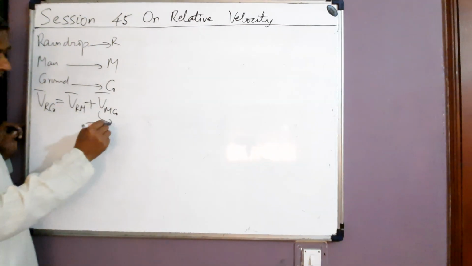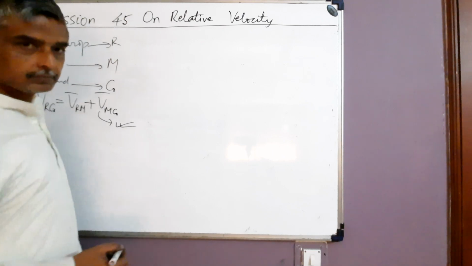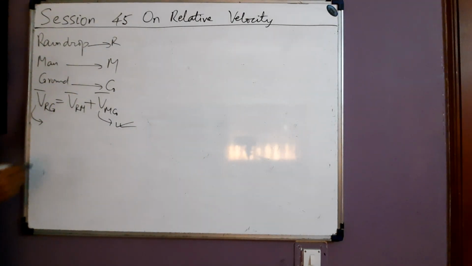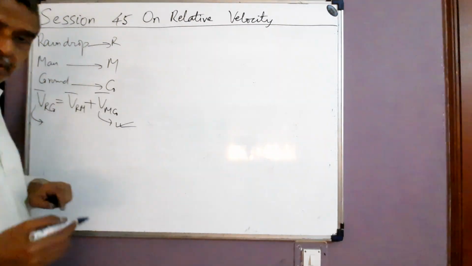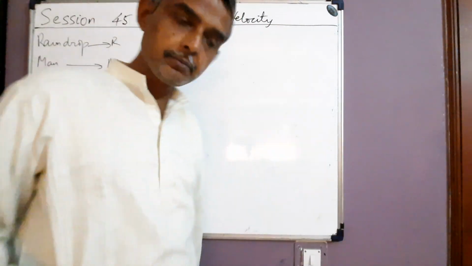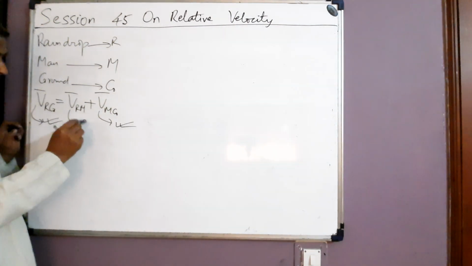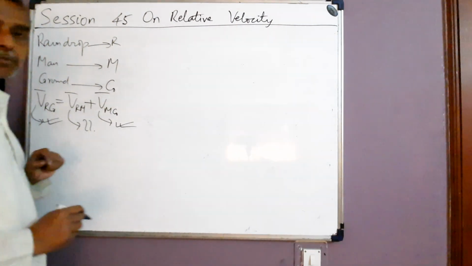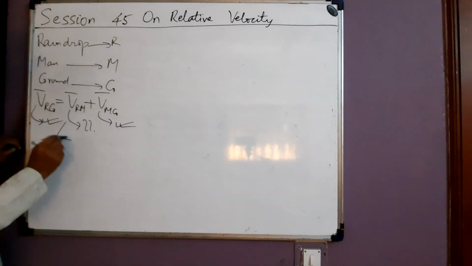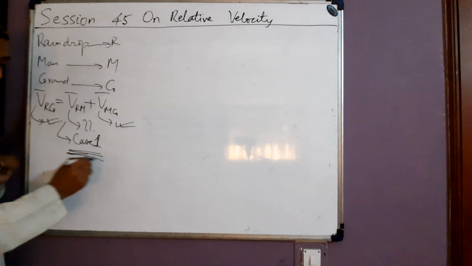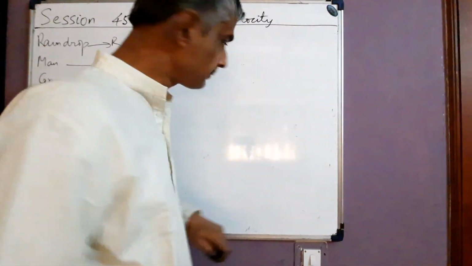Now for VMG, complete information is there, magnitude and direction both: 4 km per hour down the incline. For VRG also complete information is there: given 6 km per hour, normal to the inclined plane. Regarding VRM nothing is known. Therefore, it's a problem of case 1.